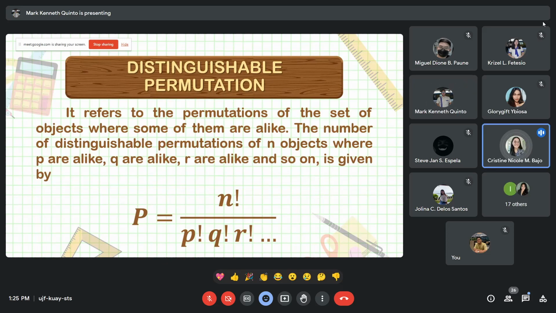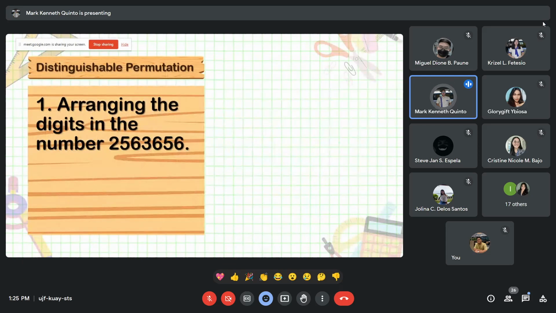Yung ellipsis dyan, yan yung nag-i-state kung ilan pa yung mga identical elements na meron sa isang given. Nagma-matter siya sa given, kaya may dot, dot, dot or ellipsis. Hindi naman tayo mag-i-stick lang sa hanggang tatlong alike lang. Possible na umabot pa siya ng 4, 5, 6, kaya siya may ellipsis, ibig sabihin extendable siya.